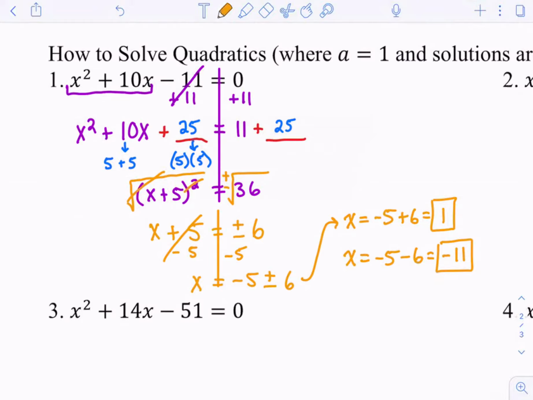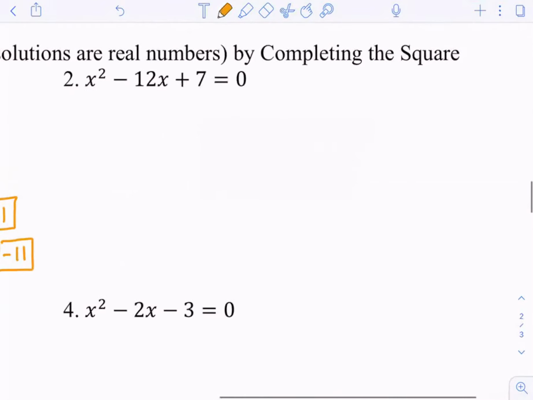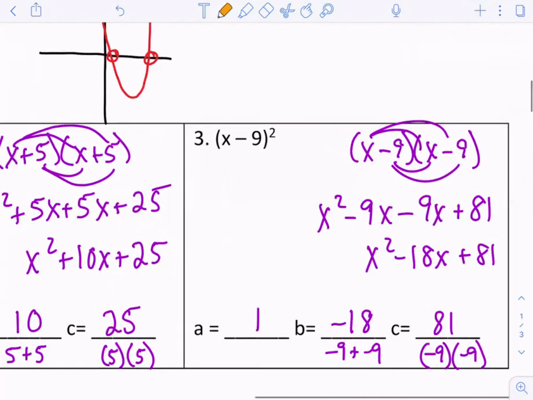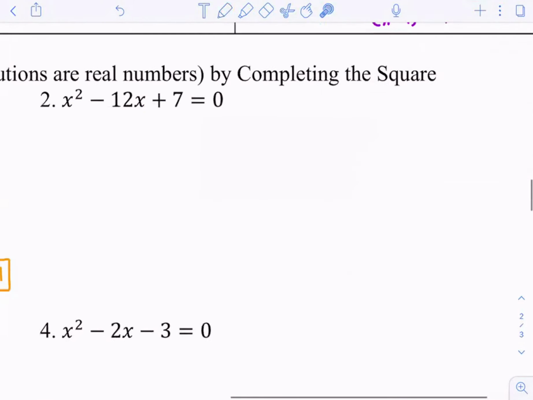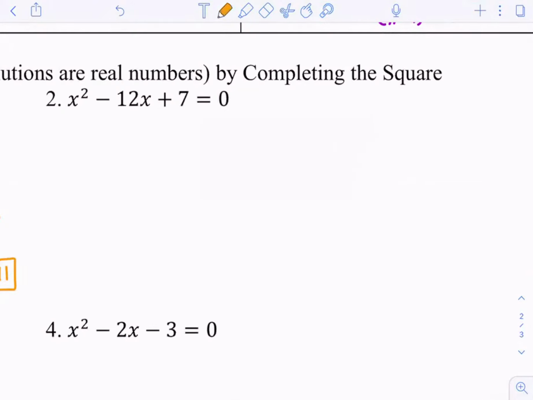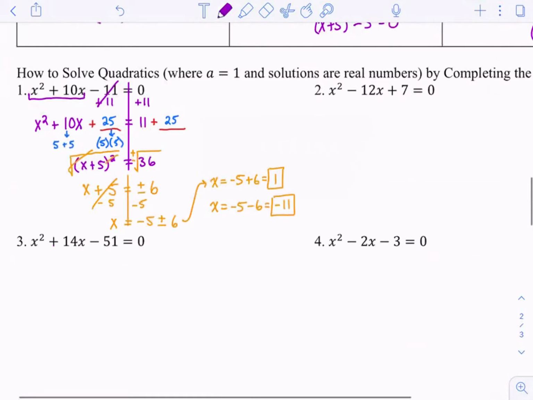Okay? So let's try another example. So if you remember number 2 from the do now, number 2 from the do now was not factorable, but we knew there were roots. We just didn't know what they were. So now let's try and complete the square. So again, I'm going to follow those same exact steps. I'm going to follow the same steps by leaving this by itself. So first thing I have to do is subtract over the 7.